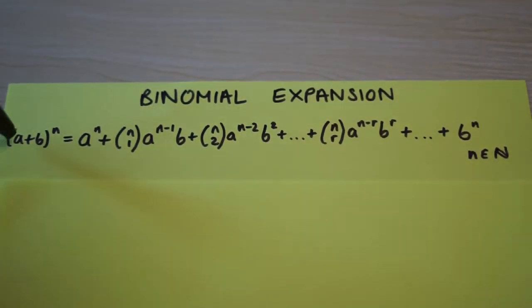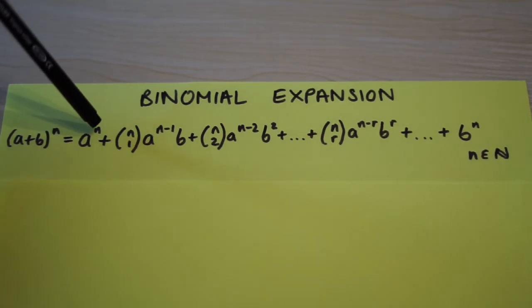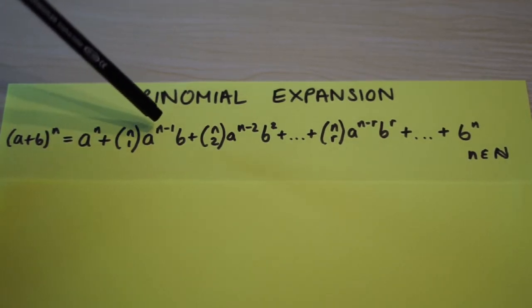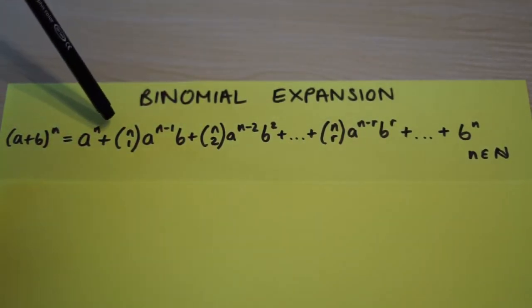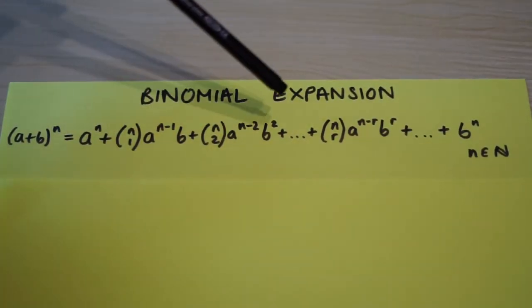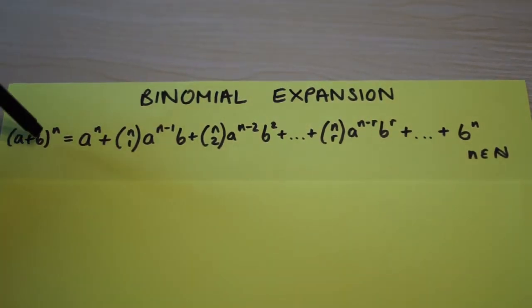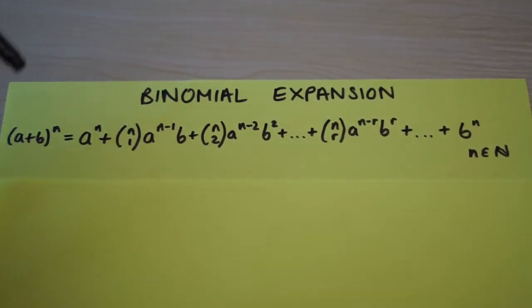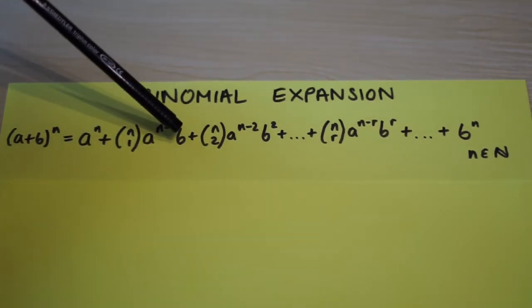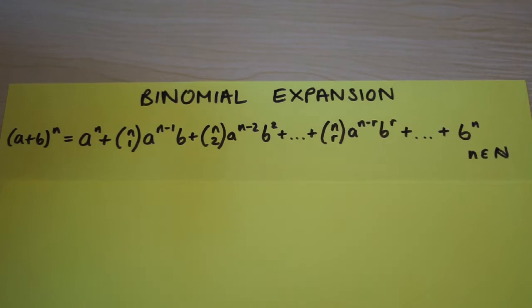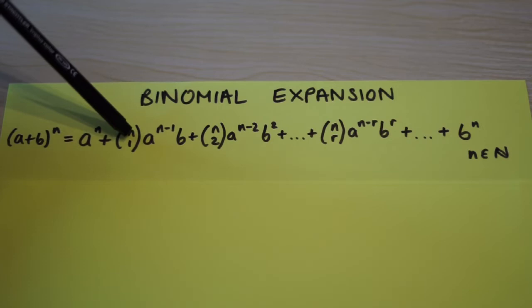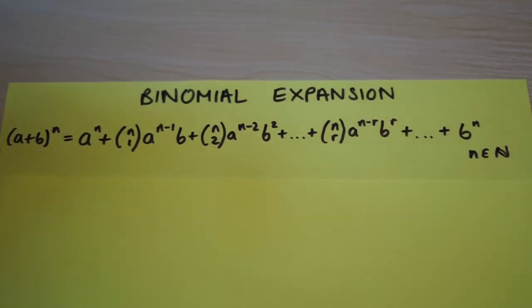So we've got a in the bracket, and notice that the power of a as it flows across the terms in the binomial expansion decreases by 1 as it goes across, and the b in the bracket that we want to expand, the power of b increases as we flow across the binomial expansion, increases by 1 each time. We also have a coefficient at the beginning of each term.